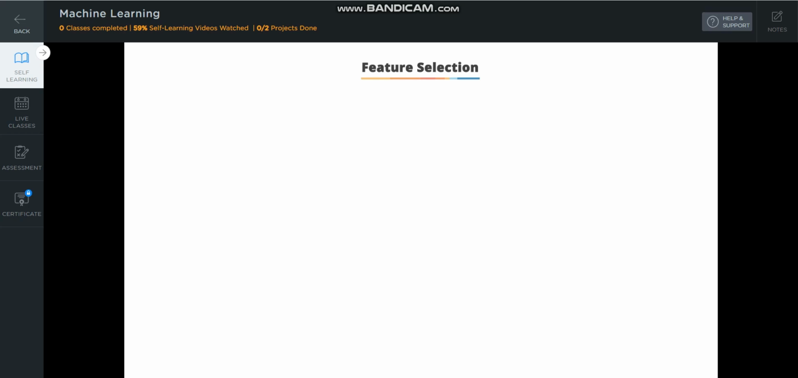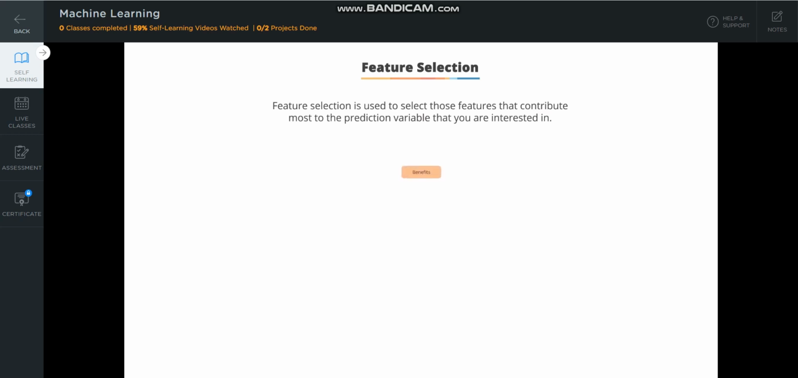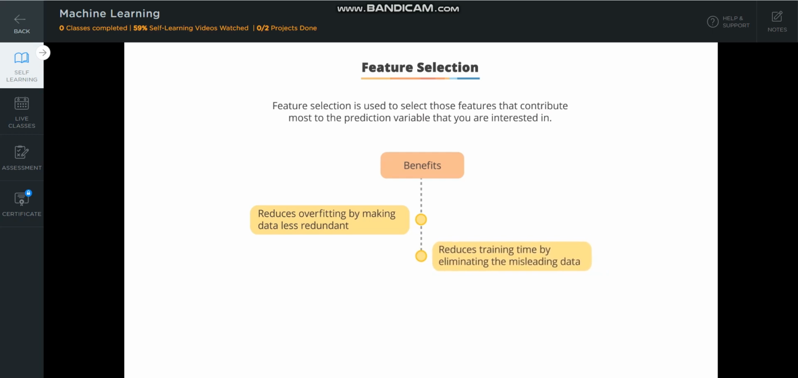Why do you need feature selection and what are its benefits? Feature selection is used to select those features that contribute most to the prediction variable that you are interested in. Benefits of feature selection: It reduces overfitting by making data less redundant, which creates less opportunity to make decisions based on noise. It also reduces training time by eliminating the misleading data. This ultimately improves the modeling accuracy. It also improves the accuracy by collecting fewer data points. This reduces the algorithm complexity and enables you to train the algorithm faster.